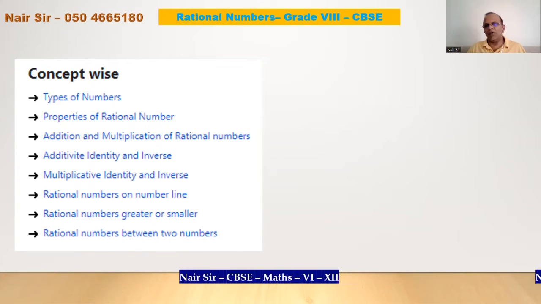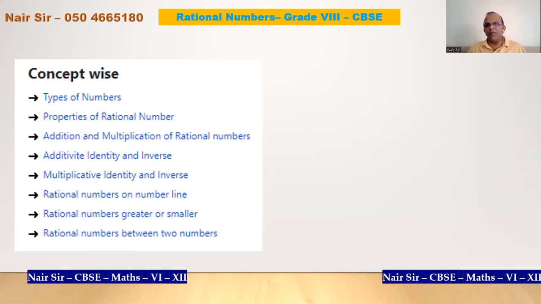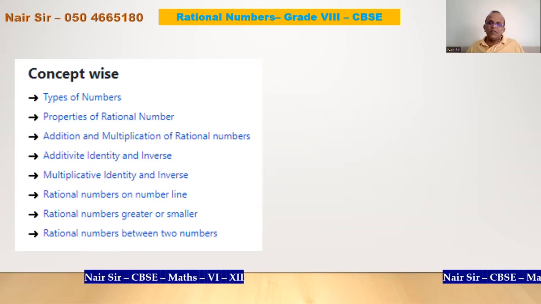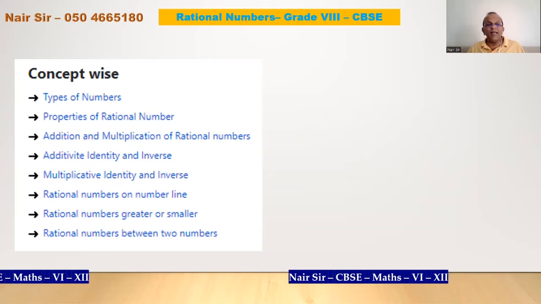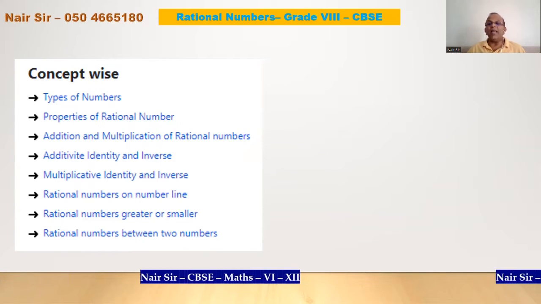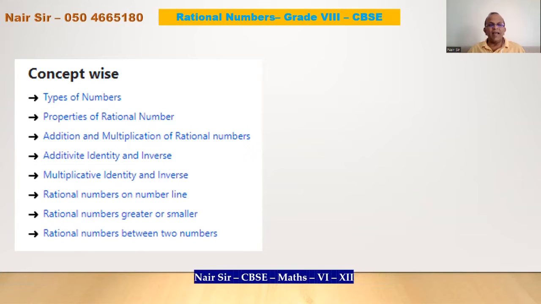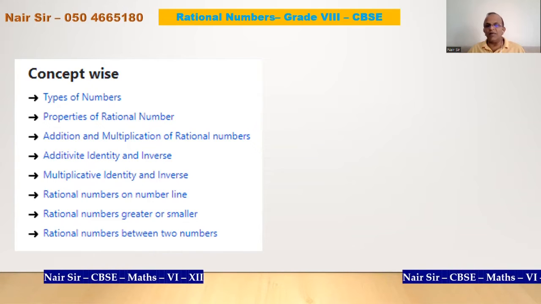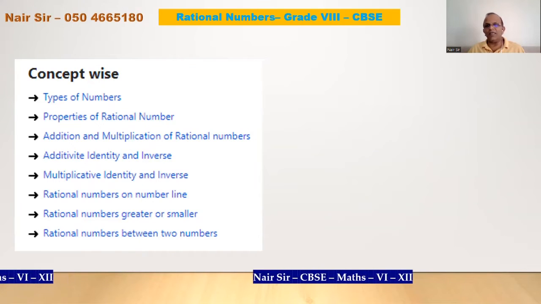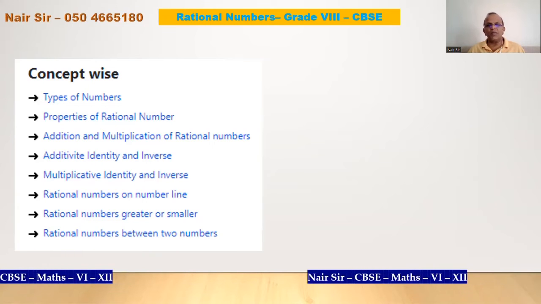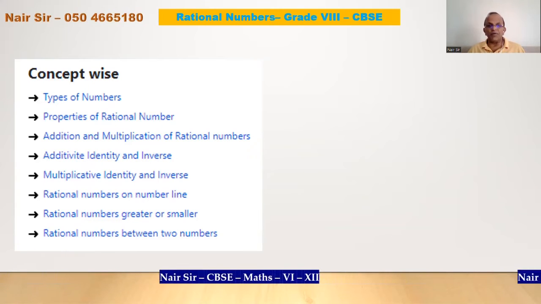The properties are the closure property, commutative property, associative property, distributive property, identity property, inverse property. All this is what we're going to study. We are going to study addition and multiplication of rational numbers. Mathematics is all about addition, subtraction, multiplication, division. So with rational numbers, how are we going to do this?